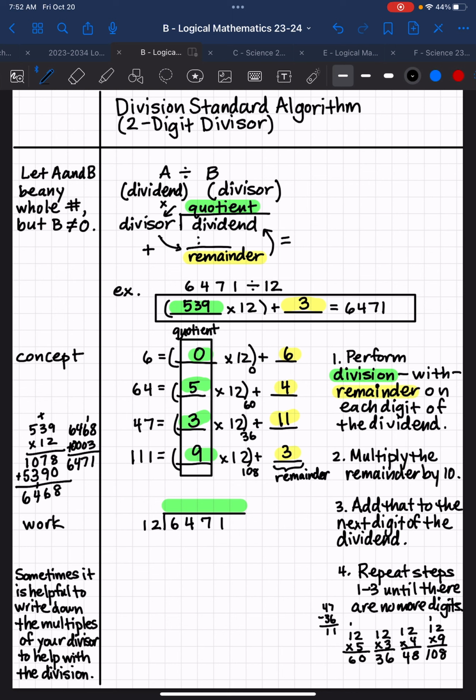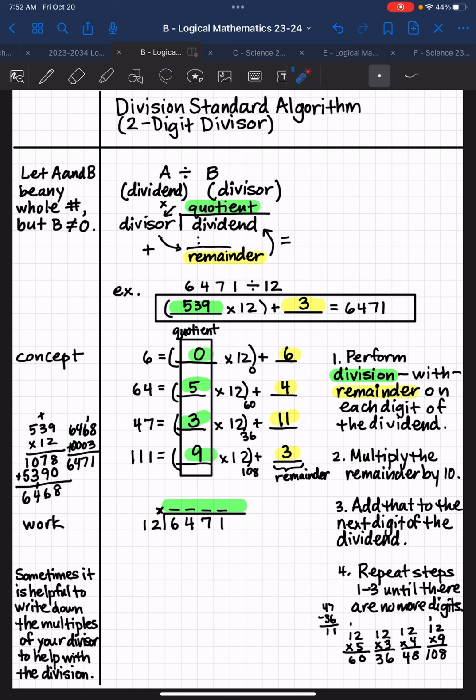Then, just to keep things organized, I'm going to ask you to place blanks above each digit of the dividend in the quotient. And then we're going to perform division with remainder. So we ask ourselves, what's the greatest number that I can multiply by 12? Some people like to do this so that you know that whatever this number is, it multiplies 12. So if it's helpful, you can put that there.